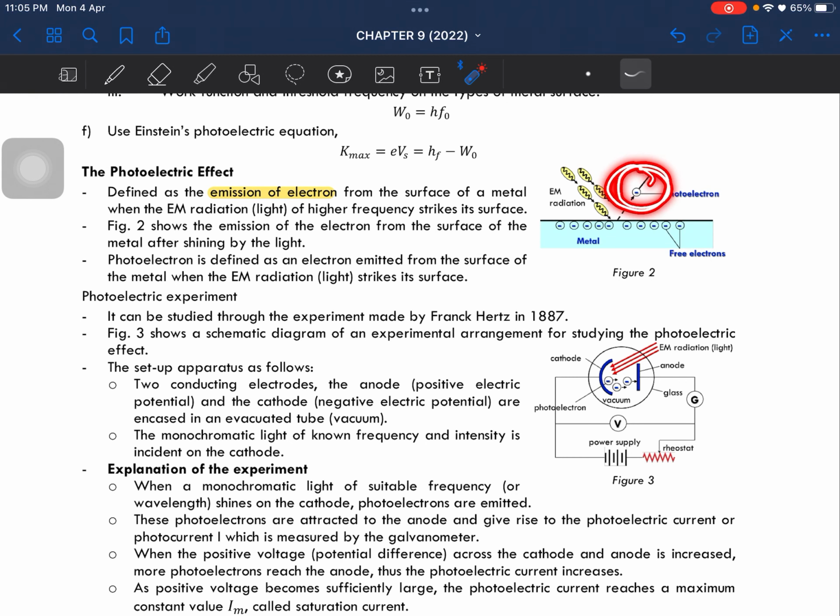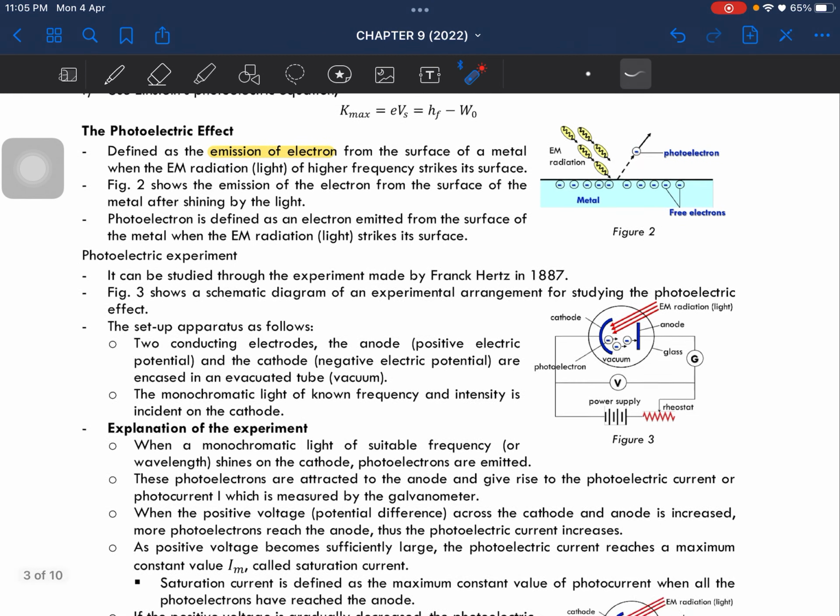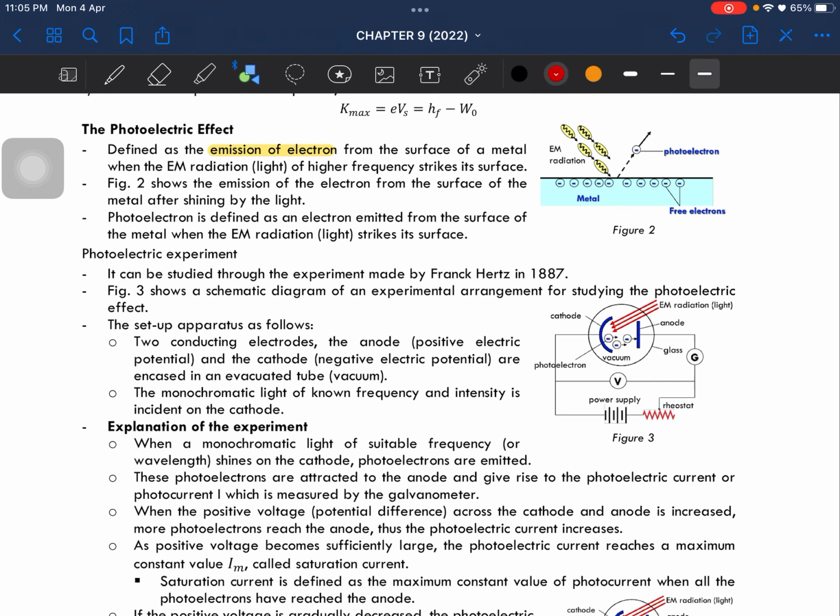Okay, so this photoelectron is defined as an electron emitted from the surface of the metal when electromagnetic radiation strikes its surface. Okay, so the electron that comes out from this surface after an electromagnetic radiation is sent to this surface here is known as photoelectron. Okay, so photoelectric experiment. So this experiment is done by Heinrich Hertz in 1887. So this figure is the schematic diagram of the experimental arrangement.